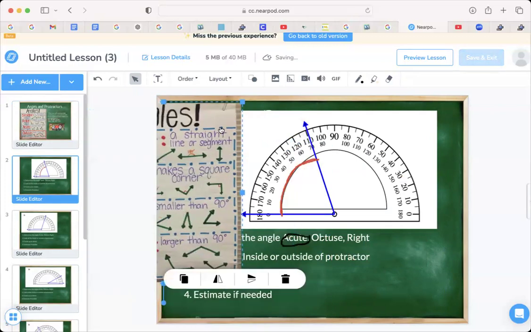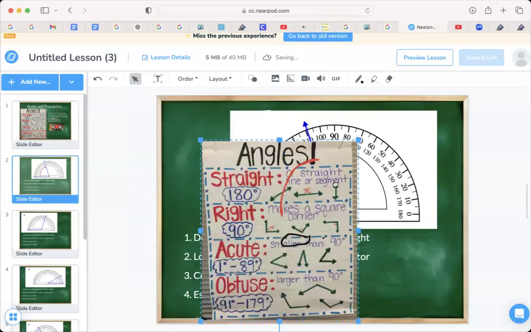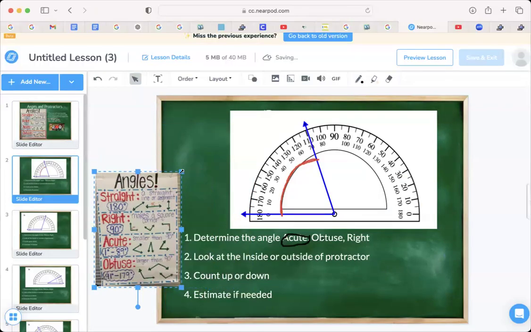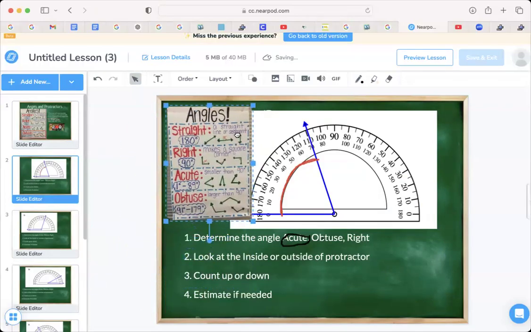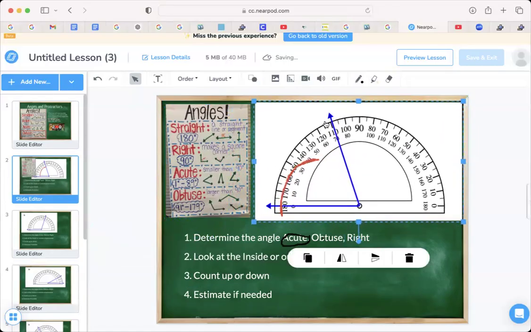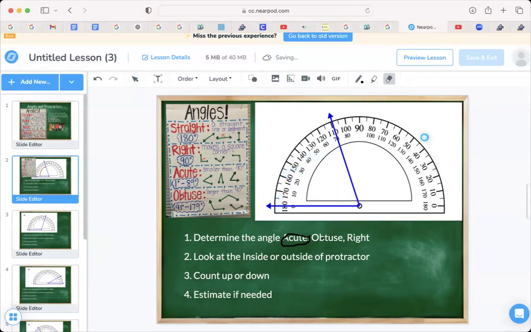If I know, uh-oh, give me 1 second. All right. If I know that, give me 1 second. Give me 1 second.